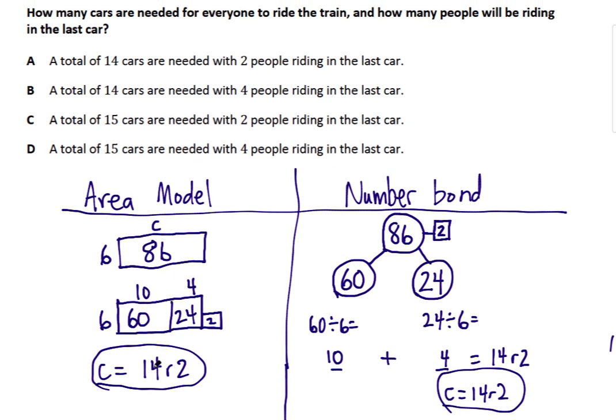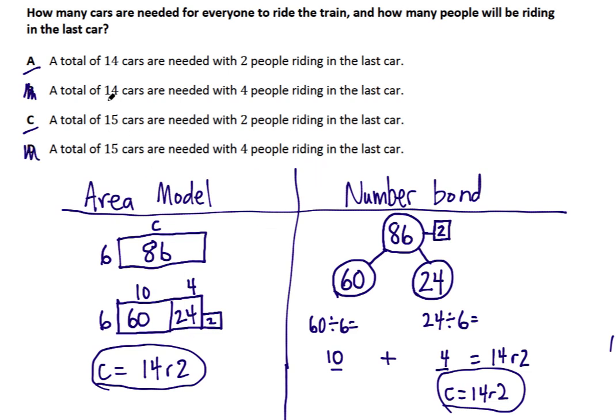So what does 14 remainder 2 mean? We have to interpret this answer with this problem. It's either going to be A, which is 14 cars are needed with 2 people left over, 2 people riding in the last car, or it's going to be C, 15 cars with 2 people riding in the last car. I know 4 people are not going to be riding in the last car, so I can get rid of B. And I know D is not going to be it because we don't have 4 people in the last car.